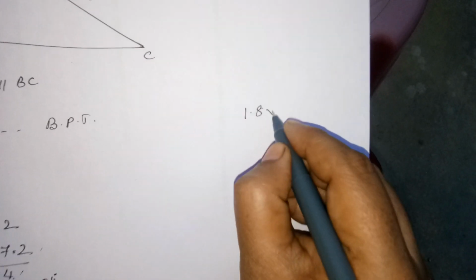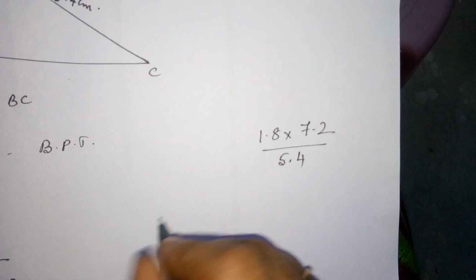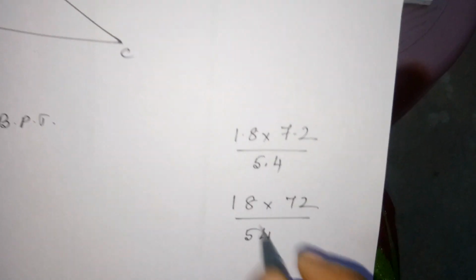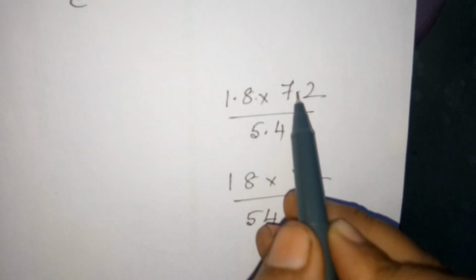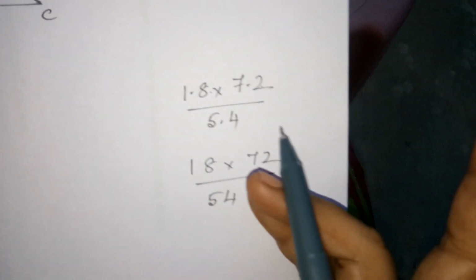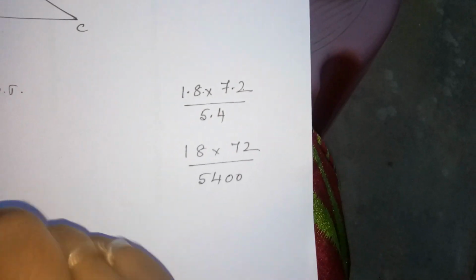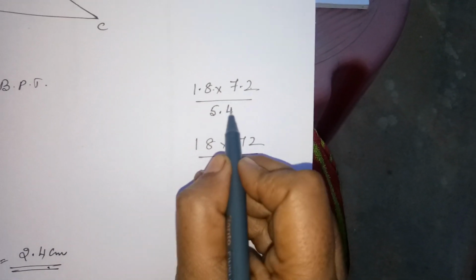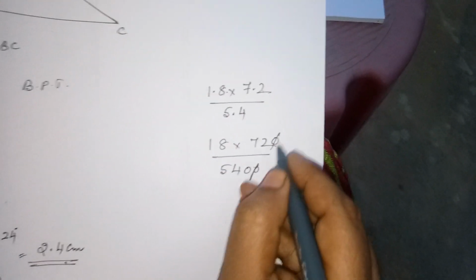If you are not able to understand how I divided 1.8 into 7.2 divided by 5.4, let me remove all the decimal points and keep it here. After the decimal point there is one digit, and after the decimal point there is one digit. In total there are two digits after the decimal point in the numerator, so that many zeros will be placed in the denominator. In the denominator after the decimal point there is one digit, so that many zeros in the numerator. It gets cancelled, the 0 gets cancelled.